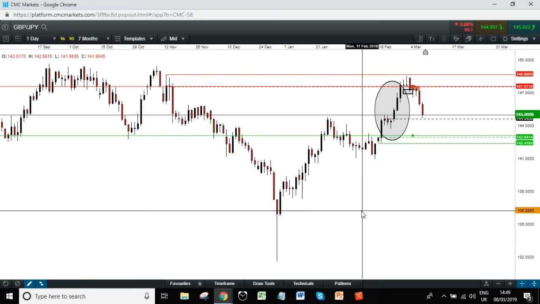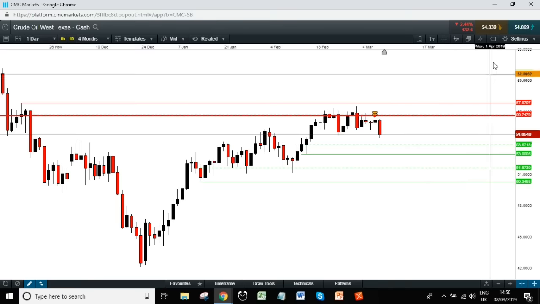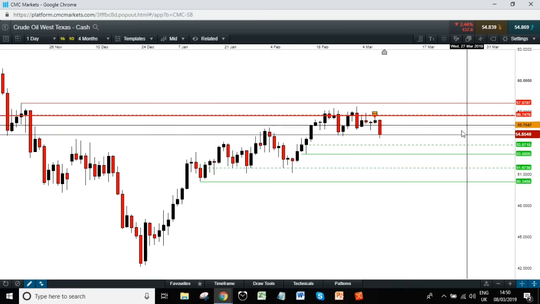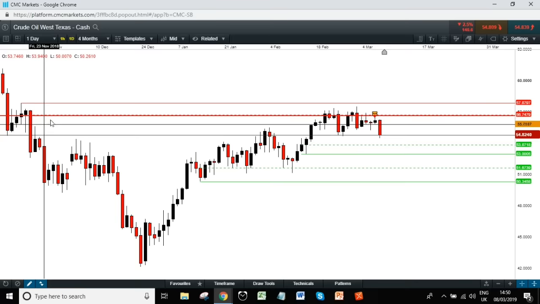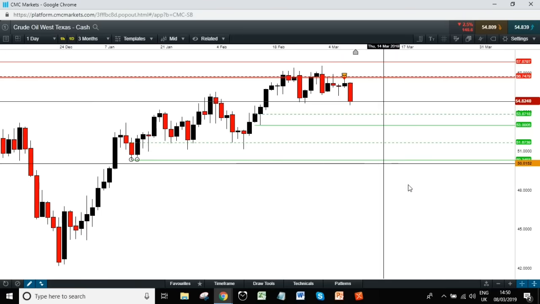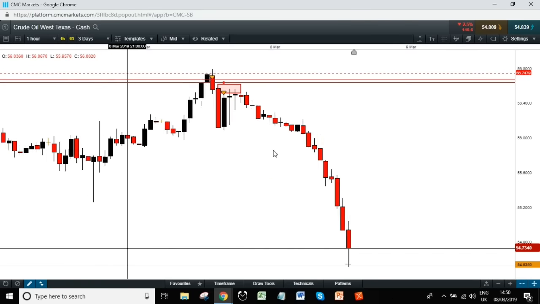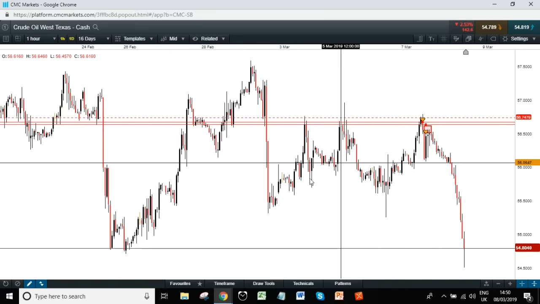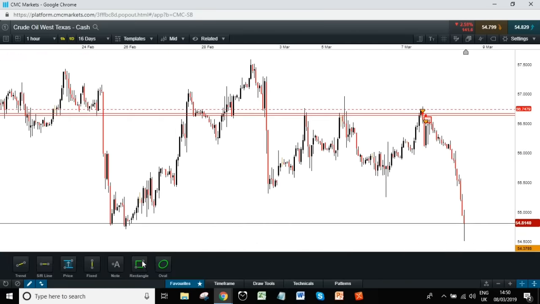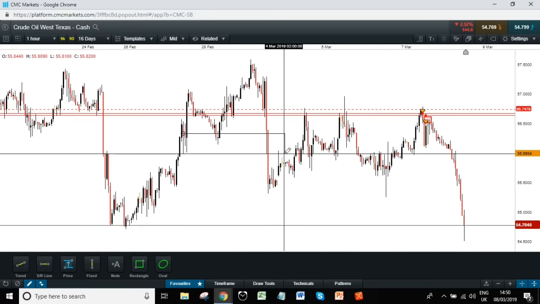So let me show you two of the other markets as well. Here we are on crude oil, and as you can see, a good 137 pips down. I got in this trade yesterday. Again, look, we've got a daily level over here. Let's drop down to the 1 hour chart. We can see over here that this is where we've had our break.